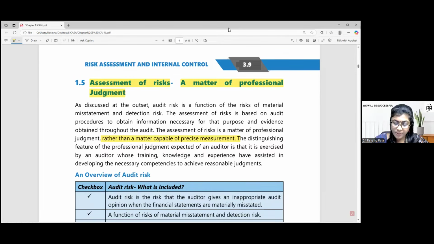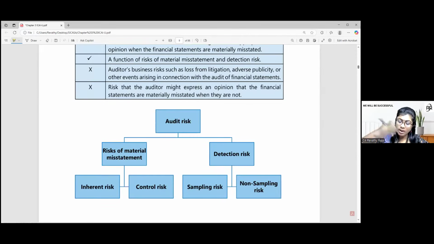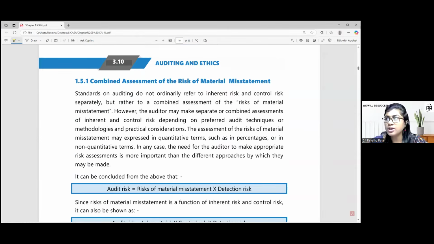Are you clear with the first part of ICA material? So this was the box we said. ROMM has 2 components, DR has 2, audit risk has 3. Which page of ICA material are you in? Chapter 3, page number 9. Can you take page 10? Am I going fast? Are you able to see the ICA material? Because I feel ICA material is the Bible. That's why I'm showing you ICA. Fine. So can I proceed?